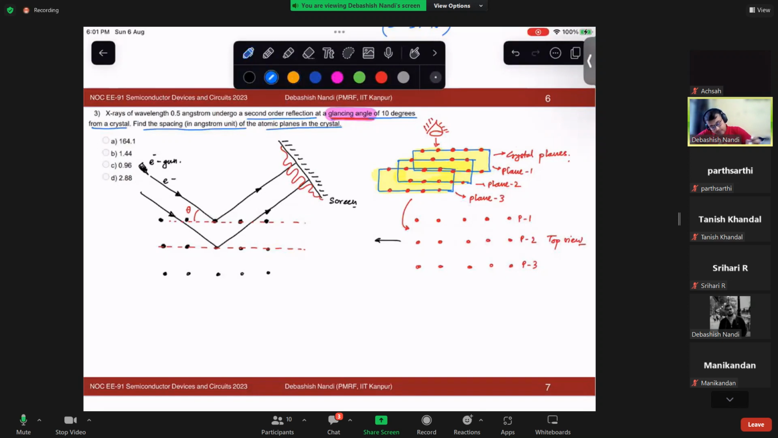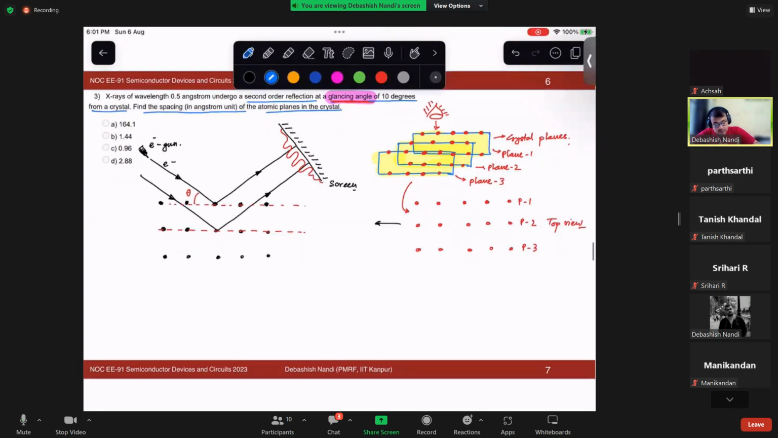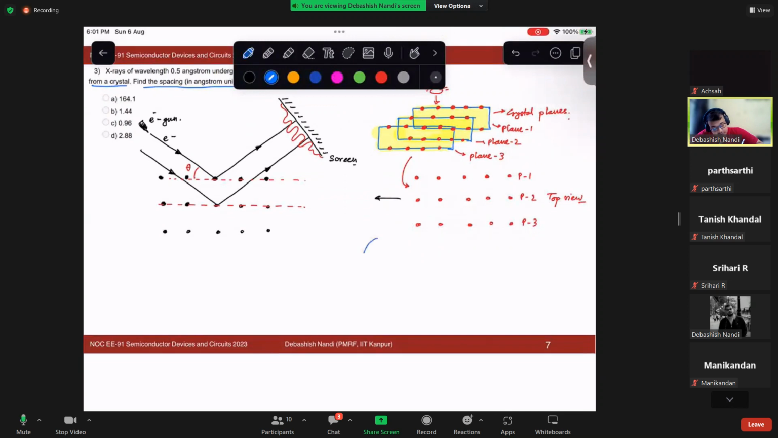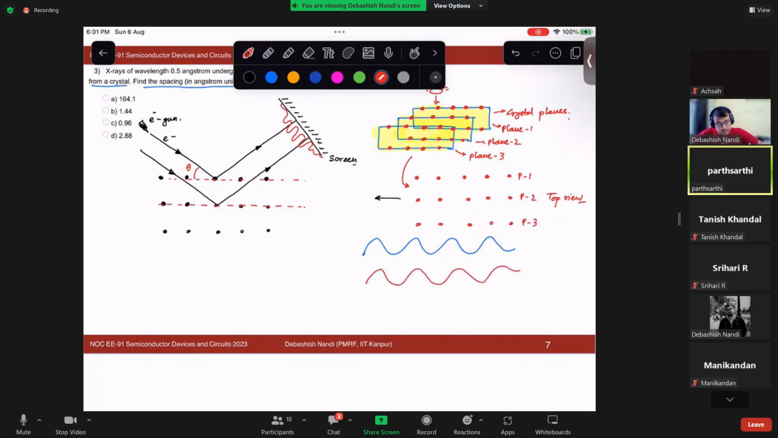So now what do we do? There are two waves. When do we have constructive interference and when do we have destructive interference? Can anyone tell me? When the same phase, constructive; when out of phase by 180, destructive. Minima and maxima occur at integer times pi. When the peaks match and the troughs match, then it will have constructive interference.